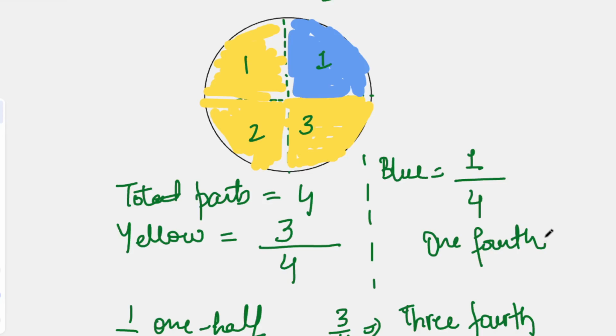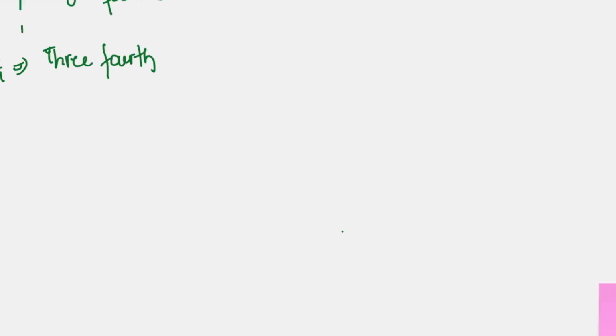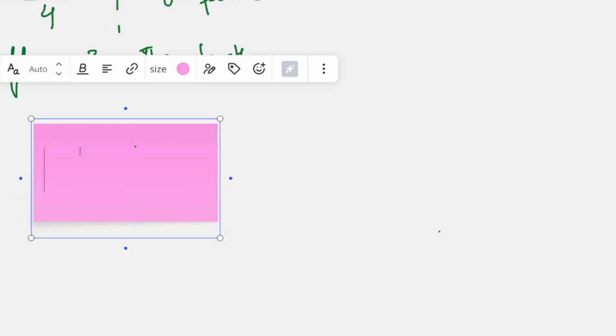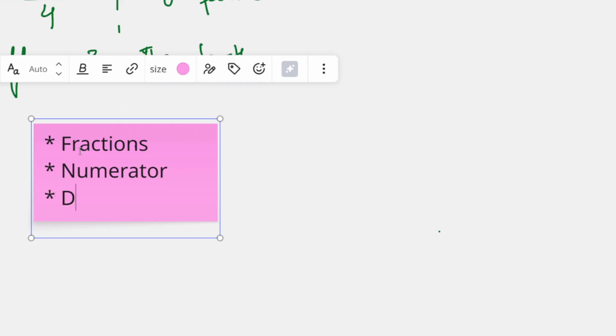The most important thing that you always have to keep in mind is what? I have already mentioned it before, that the parts of a whole must be equal. If they are not equal parts, then it is not a correct fraction model. Alright? Okay, so now we can talk about what we have learned today. We learned about fractions, right? That is the main topic. So we learned about what fractions are. Then we also learned about numerator and denominator. So this is the basics of fractions.